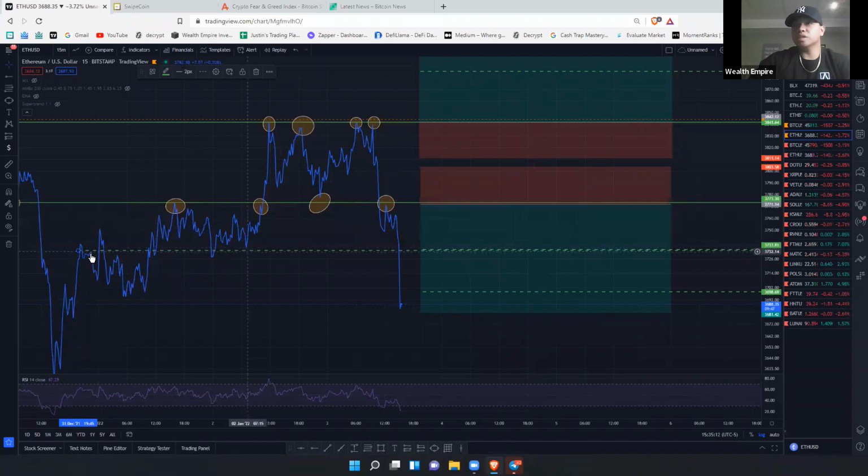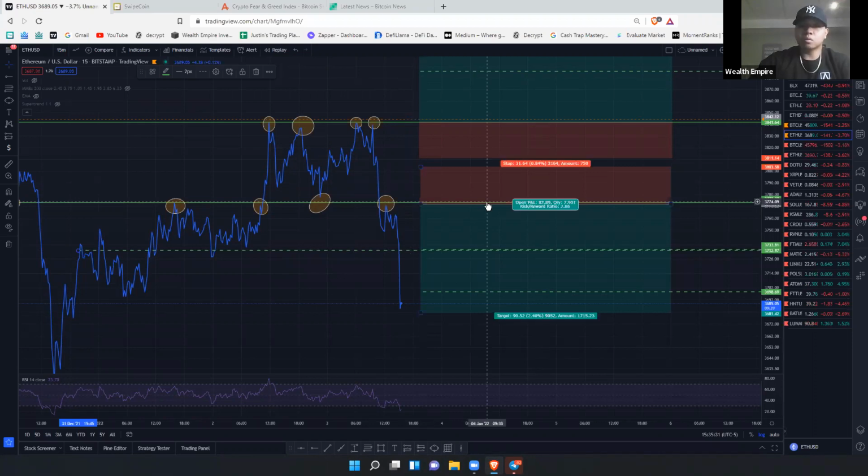And then I saw previously this was also being used as a ceiling before. So in order to find your take profits, always look for the next level of structure in the direction you're looking to go. All right, that's how I find my TPs and how I find my TPs within my risk to reward of 1 to 3.